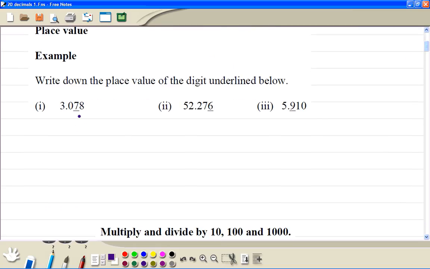The place value of digit 7 here is 7 tenths. Place value of the 6 is 6 hundredths. Thousandths. Then 9. This is 9 tenths.